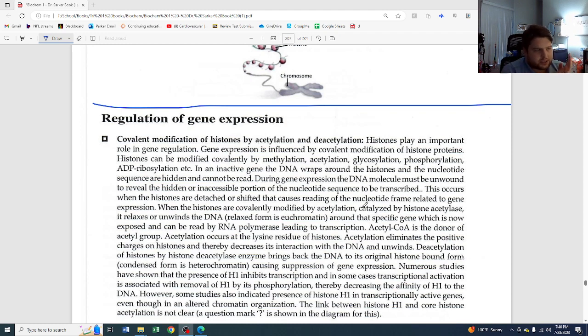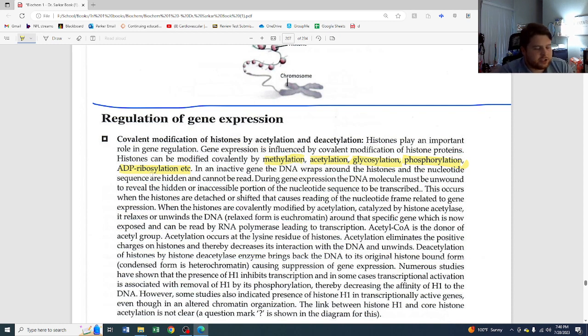So reading here, histones play an important role in gene regulation. Gene expression is influenced by covalent modification of histone proteins. Histones can be modified covalently by methylation, acetylation, glycosylation, phosphorylation, ADP ribosylation, and others.